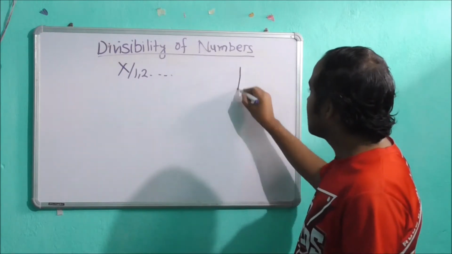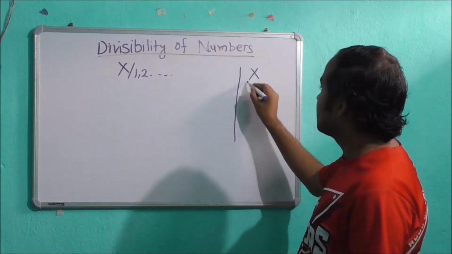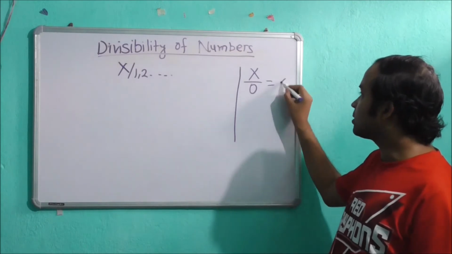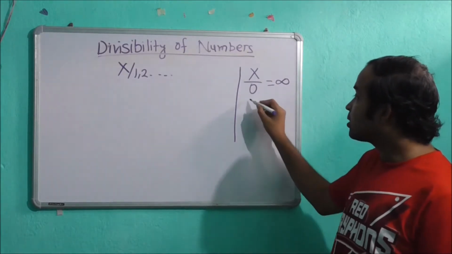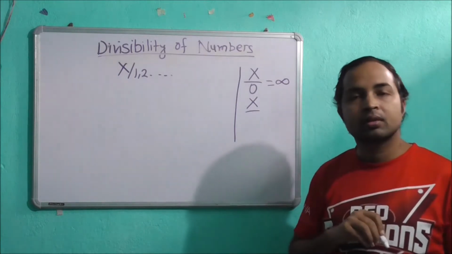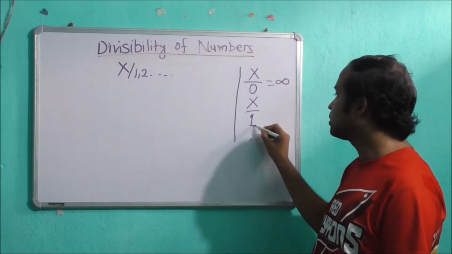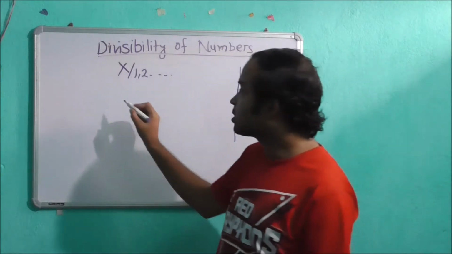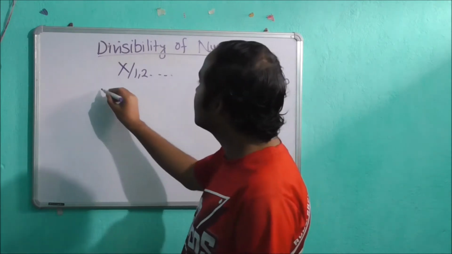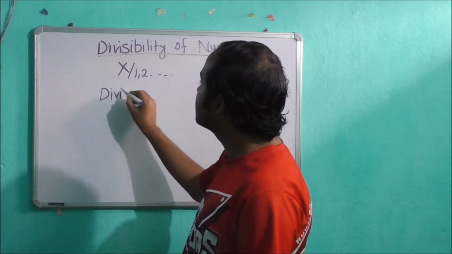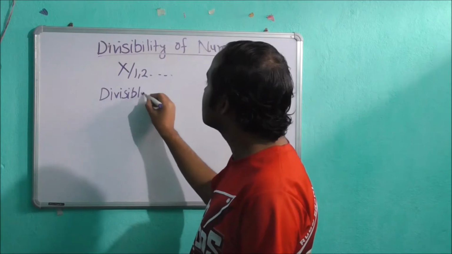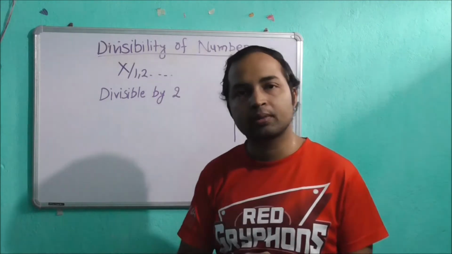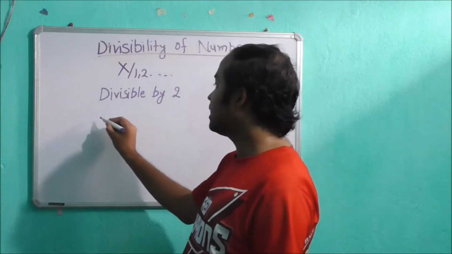For two numbers, if we are dividing a number by 0, we cannot determine that. And every number is divisible by 1, so we don't need to check this. So let's check whether a number is divisible by 2 or not. Let's take an example.